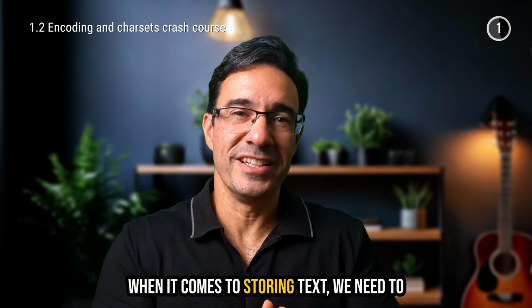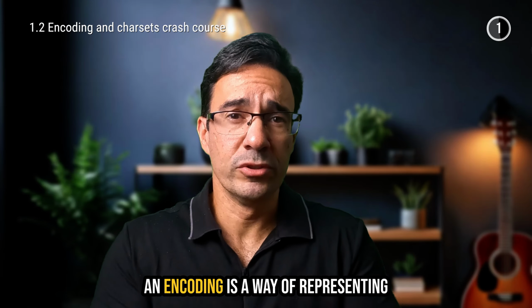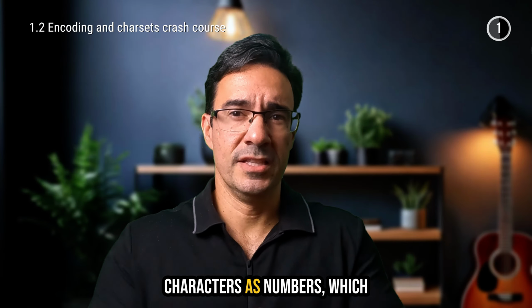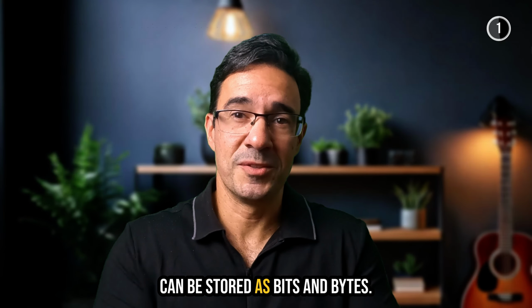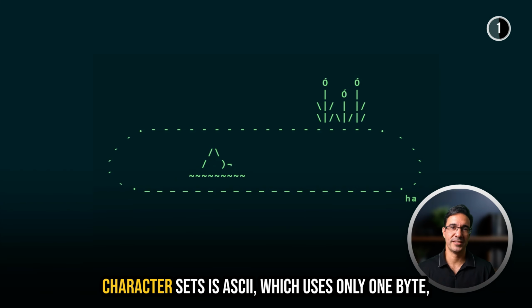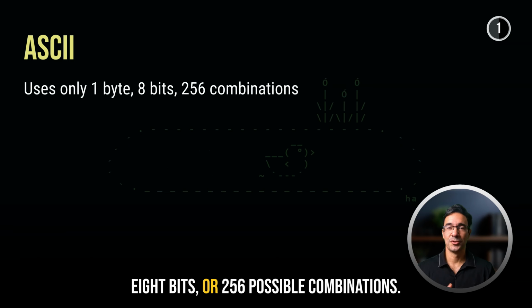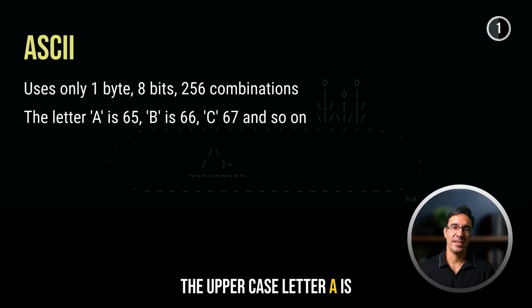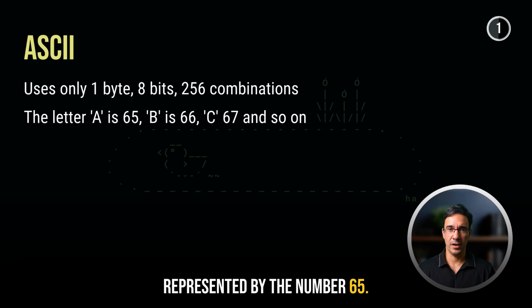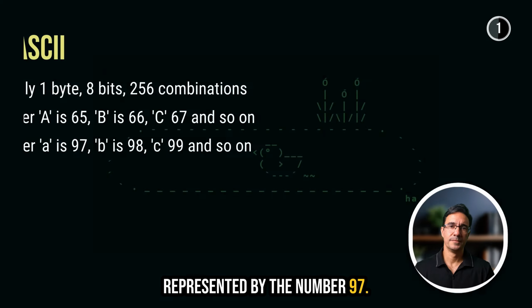When it comes to storing text, we need to consider encodings of character sets. An encoding is a way of representing characters as numbers, which can be stored as bits and bytes. For example, one of the first and most popular character sets is ASCII, which uses only 1 byte, 8 bits, or 256 possible combinations. The uppercase letter A is represented by the number 65. The lowercase letter a is represented by the number 97.